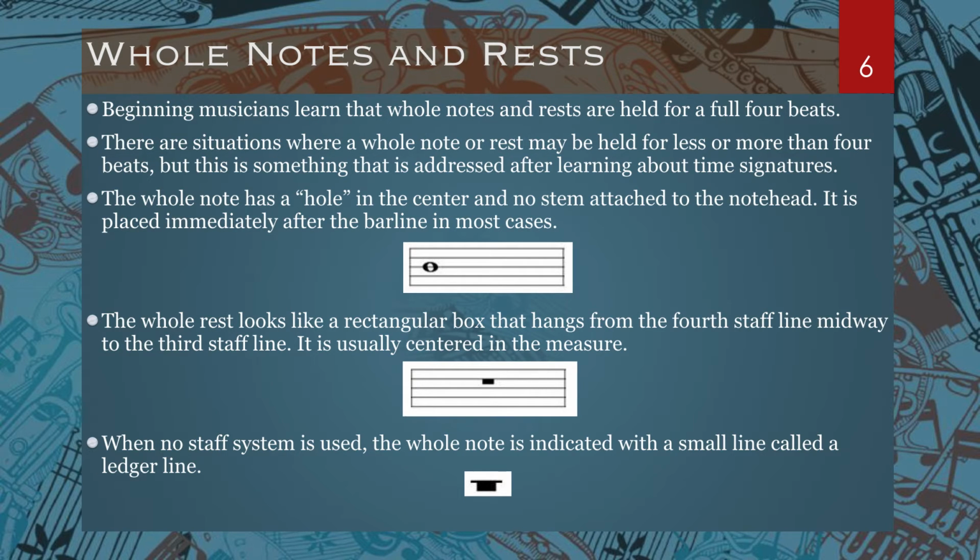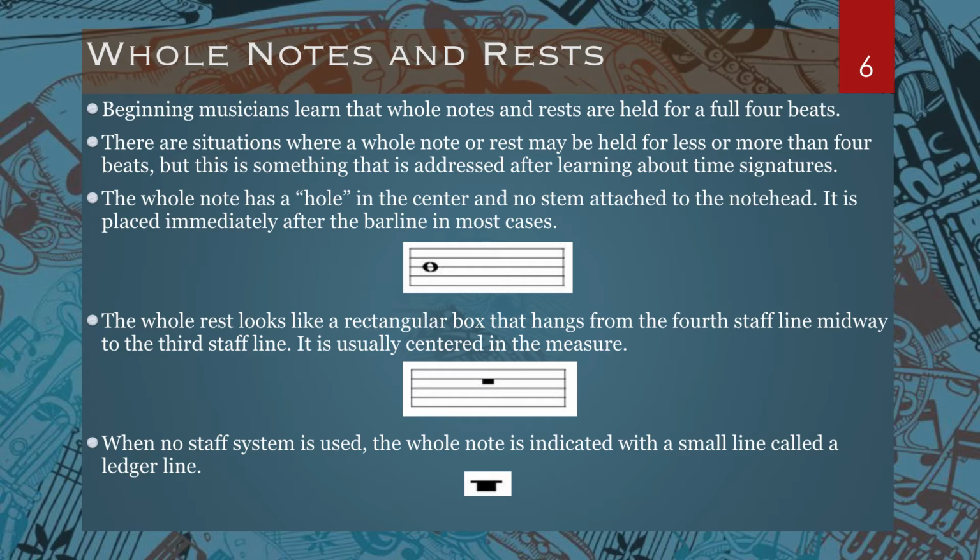So when it comes to whole notes and rests, beginning musicians, and we're going to approach this from a beginning musician standpoint, learn that whole notes and rests are held for a full 4 beats. There are situations where a whole note or rest may be held for less or more than 4 beats, but as I said, this is addressed after learning about time signatures. So for now, just know that the whole note is held for 4 beats and the whole rest is also held for 4 beats. So the whole note has a hole in the center and no stem attached to the note head. It's placed immediately after the bar line in most cases.